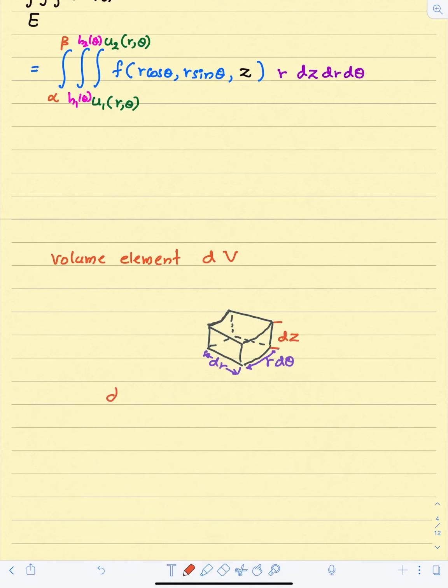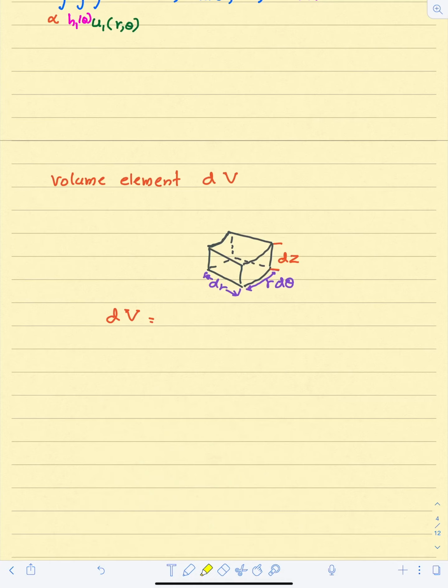Now this volume element dV becomes the volume of this small element, which is simply the height times the area. In chapter 12.3 we talked about the area in polar coordinate system. Area of this part is r dr d theta. Therefore the volume of this element becomes r dz dr d theta.